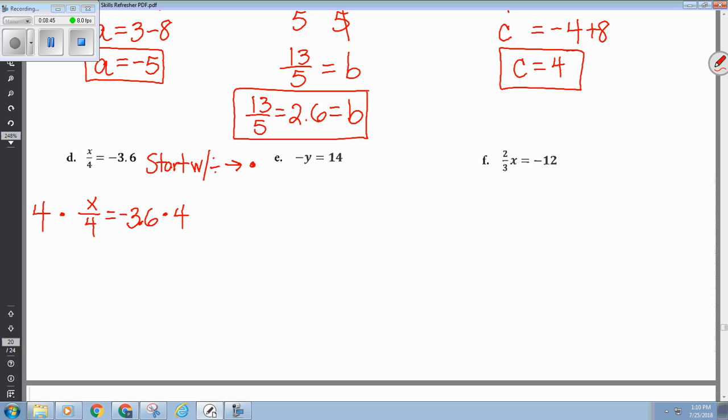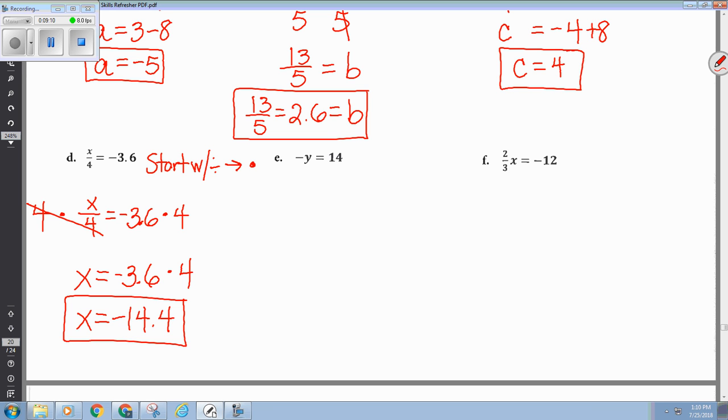If you look on the left side, multiplying 4 and dividing 4, those are opposites. They drop out. So x is equal to negative 3.6 times 4. So again, from here, we can let our calculator do our work. So x is equal to negative 14.4. Keep in mind, if you didn't have a calculator, you can multiply them out as well. But that's it for problem D.